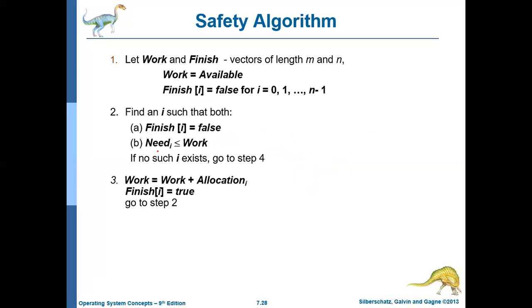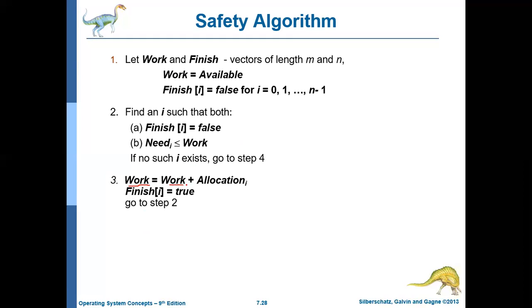See, the point here is, if need is less than work, where work is nothing but available, then the operating system can give all the resources that the particular process is requesting. If the resources are given, the process will use them and complete the task. After completing the task, what will that process do? It will release the resources because it no longer needs them. Okay. Then once again, what will happen to work?